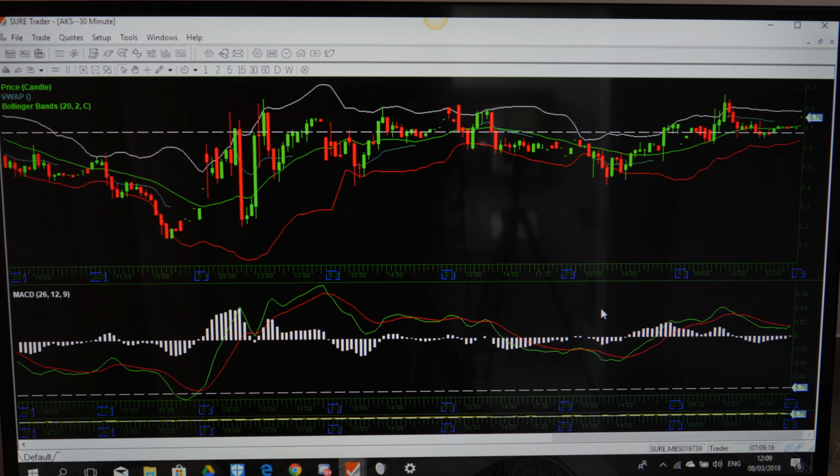So if we revert here to the MACD, on other systems, these white bars here you're looking at will be color coded. On SureTrader, unfortunately, they're not. So how to tell when it's down is when they're below the middle line here. It's in a downtrend and it's slightly oversold. When they're overbought and they're in an uptrend, they're slightly raised above the line. So this is what you'll be looking for in a 30-minute chart.